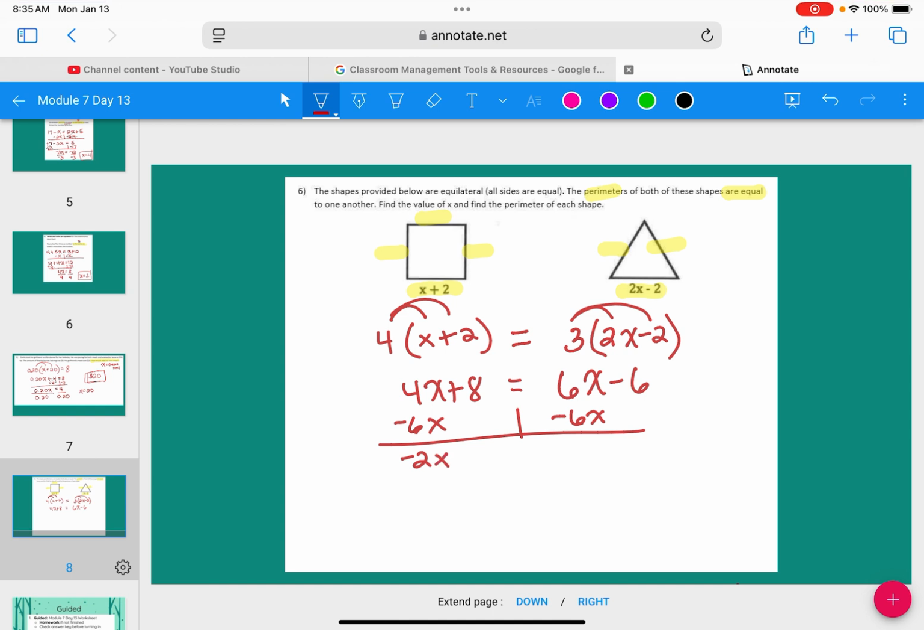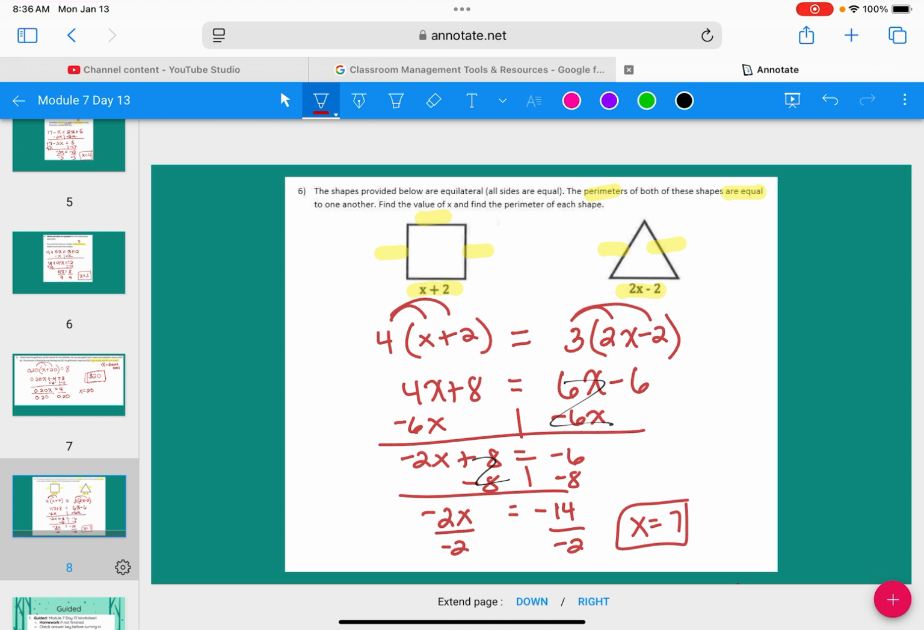Subtract 6x, negative 2x plus 8 equals, my x is canceled here, negative 6 minus 8. And you get negative 2x equals negative 14. Divide both sides by negative 2, and x equals 7. Now 7, you guys, is not the perimeter. 7 is the value that we plug in for x.